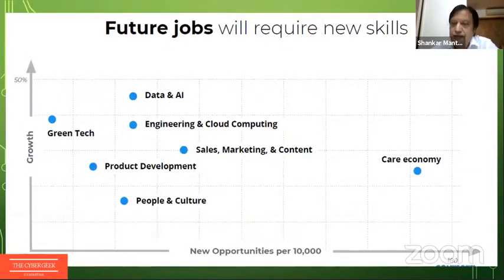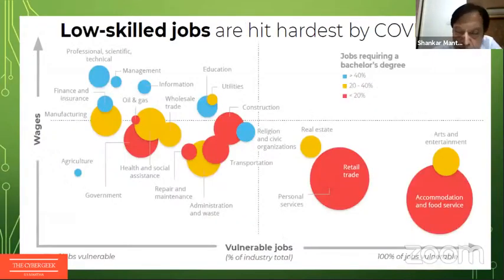Future jobs, there is a care economy which will grow. There is green tech which is finding it difficult. And there are a lot of jobs in data and AI, cloud computing, sales, marketing, product development, and so on. The low-skilled jobs are the hardest hit by COVID-19.